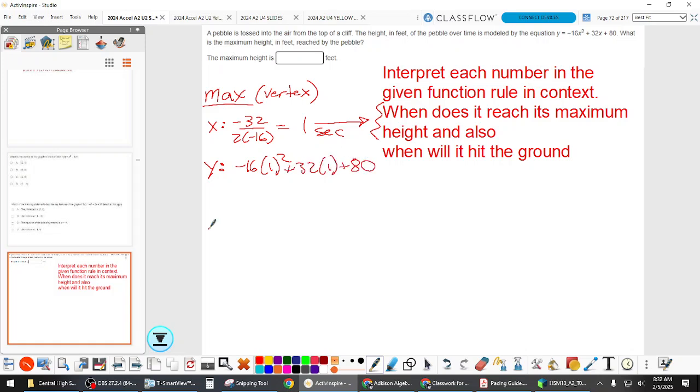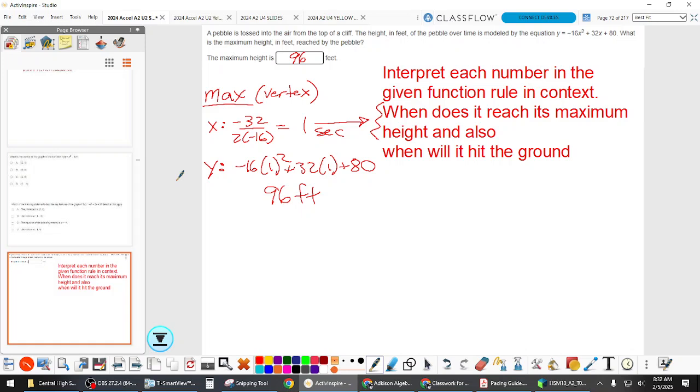So this time it only traveled upwards for 1 second before it started coming down. And if you do that, you get 96. 96 what? Feet. Okay. So that's the maximum height, 96 feet. All right, it says interpret each number in the function rule.